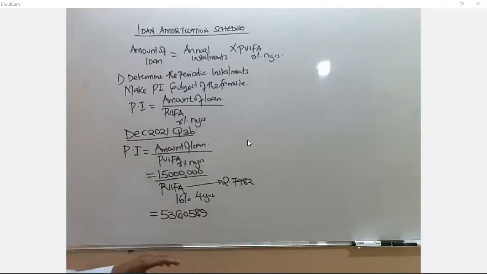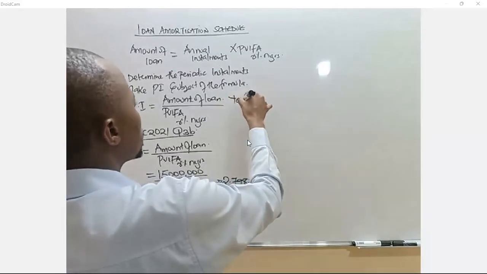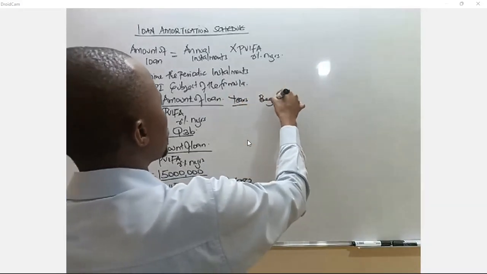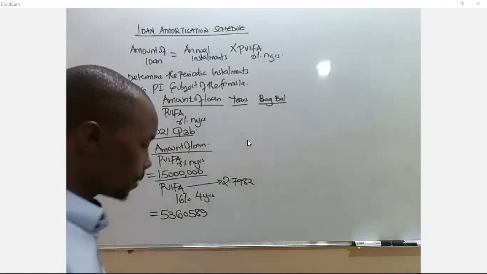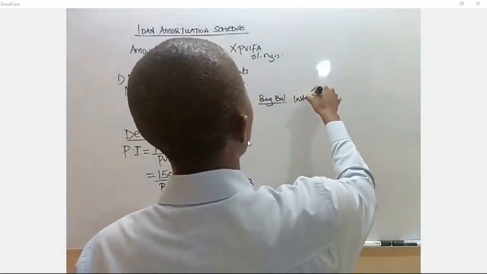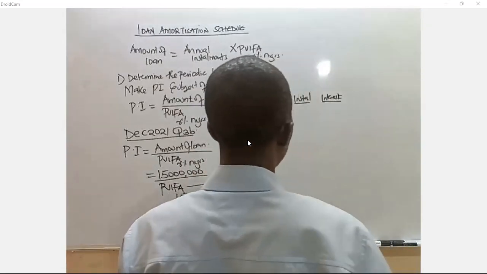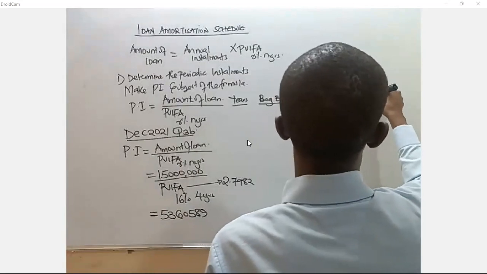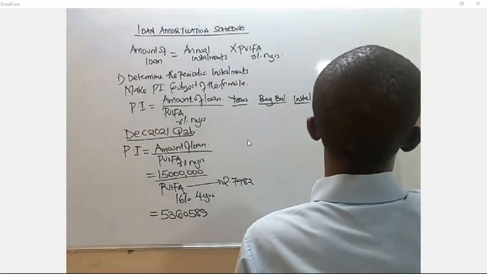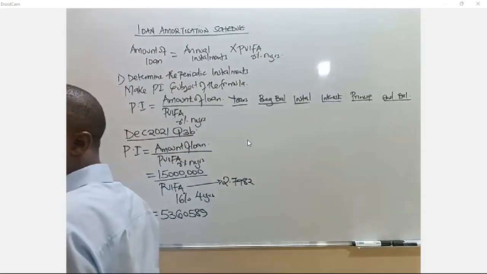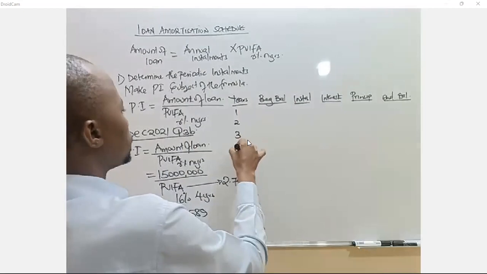So let me start by looking at the computation of the question. We are being told the period is 4. Once you determine the periodic installments, come up with this table. We have the number of years. We have bank balance, the beginning balance, by the way, right? We also have installments, interest, principal, and then we have end balance. So how much do we have?